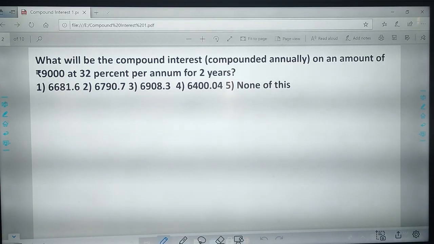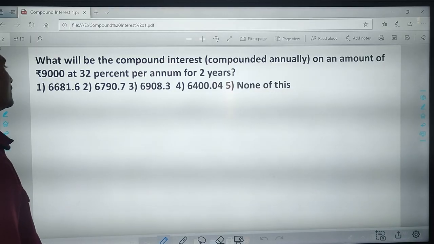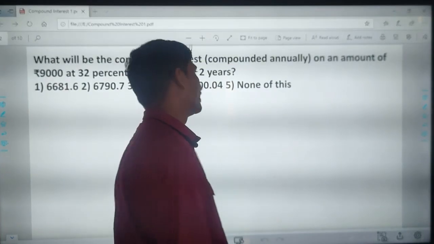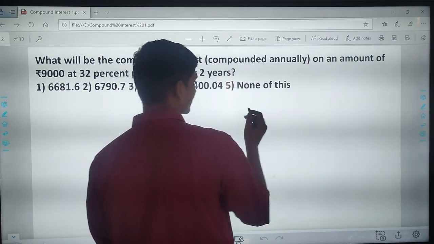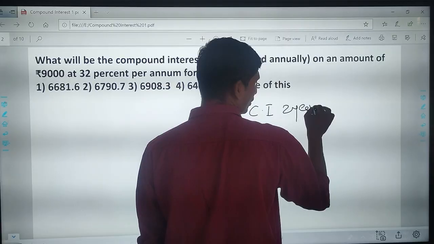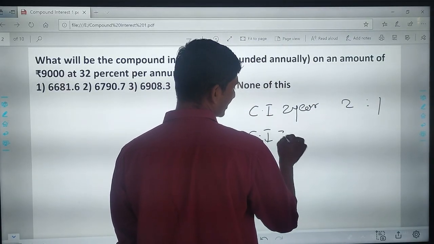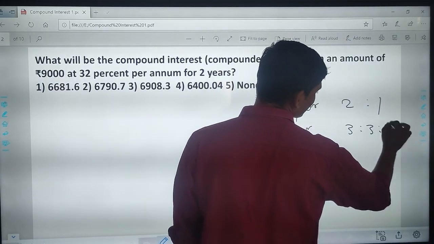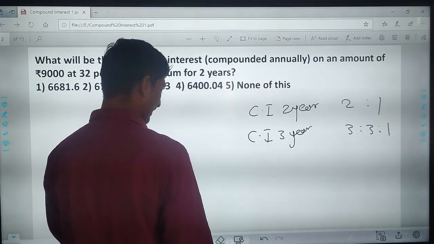What will be the compound interest on an amount of 9,000 rupees at 32% per annum for 2 years? Here we find compound interest for 2 years. For 2 years we use 2 as to 1, and for 3 years we use 3 as to 3 as to 1. We solve by this type.